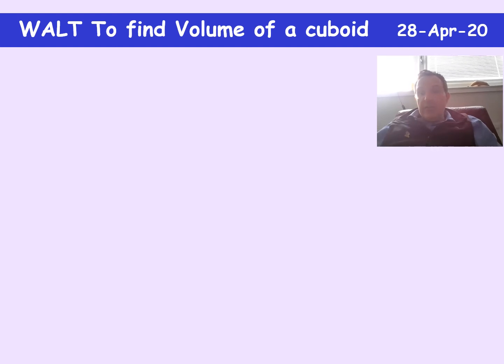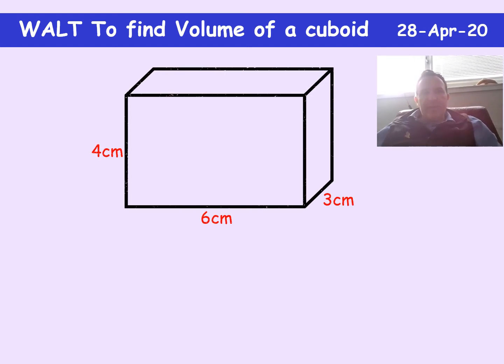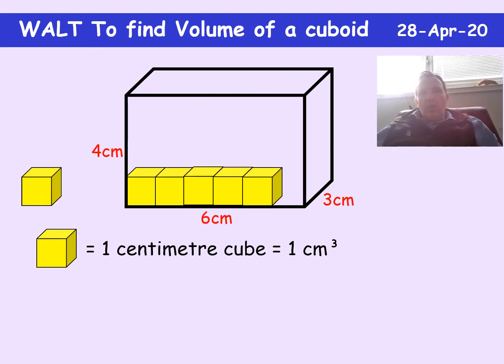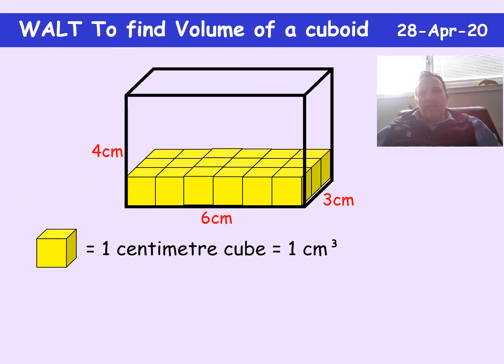I like to start, when I'm teaching volume, with this animation. Now you will have done this before, but to find the volume of this cuboid, what we're really doing is counting the cubic units that we can fit inside that cuboid. So along the front there, we can fit 6 cubic centimeters, and then another 6 behind that, and another 6.